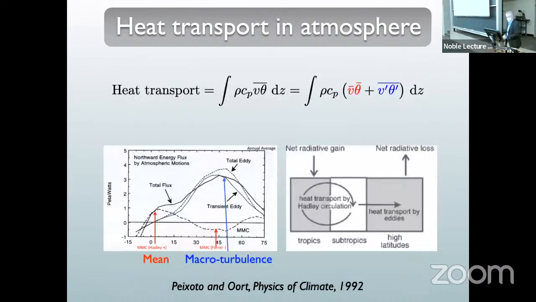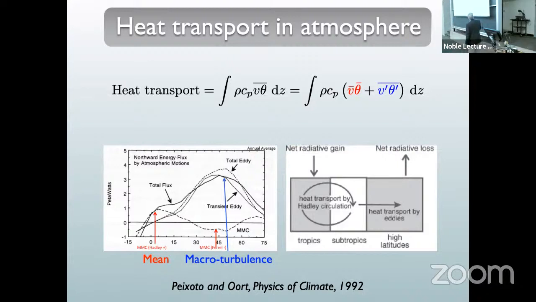We can actually quantify that. This has been well established. This is from a textbook by Peixoto and Oort, Physics of Climate, just trying to show you, to convince you, that it's these cyclones and anticyclones that transport the heat. Actually, we can make this a bit more quantitative. The heat transport is just the velocity times the temperature, multiplied by the heat capacity of air in this case, times the density of air. That's the total heat that is transported.